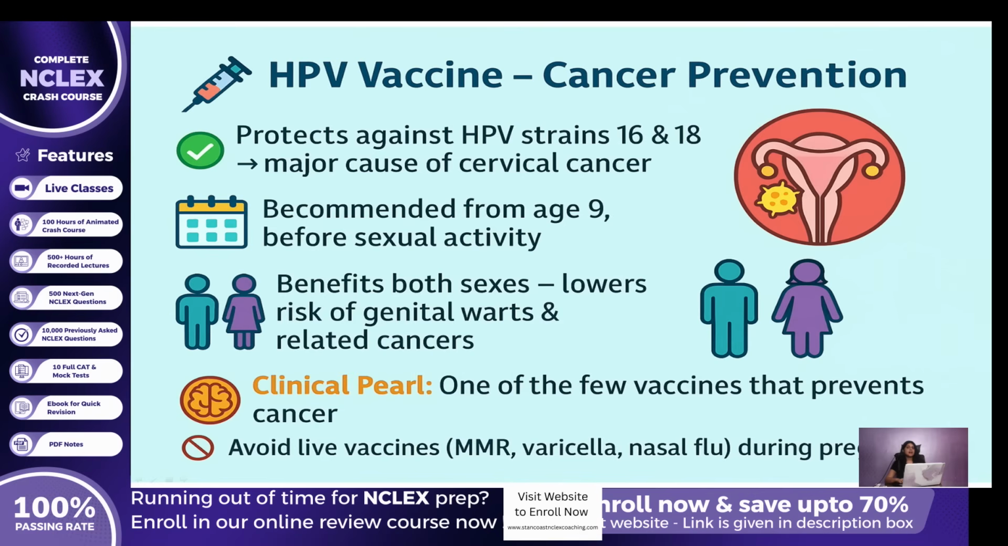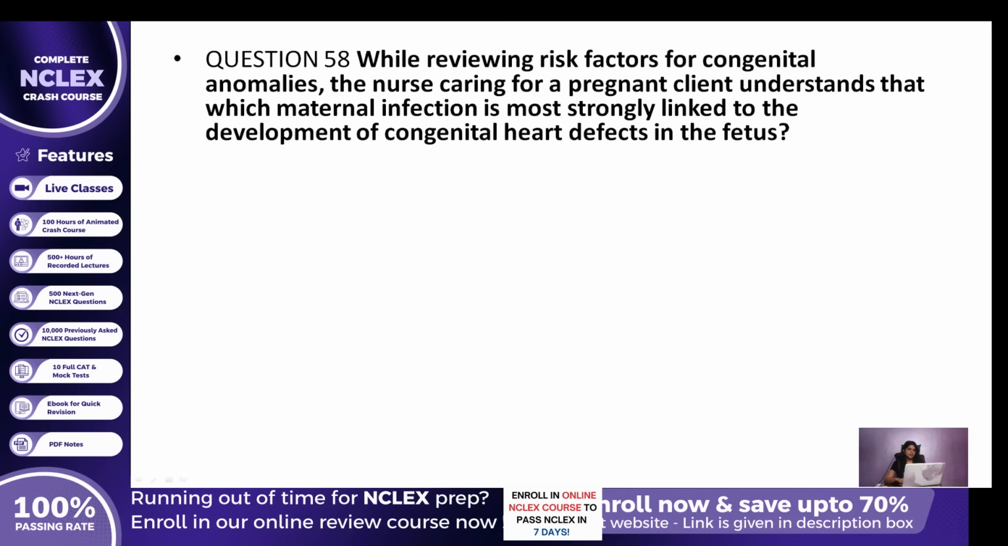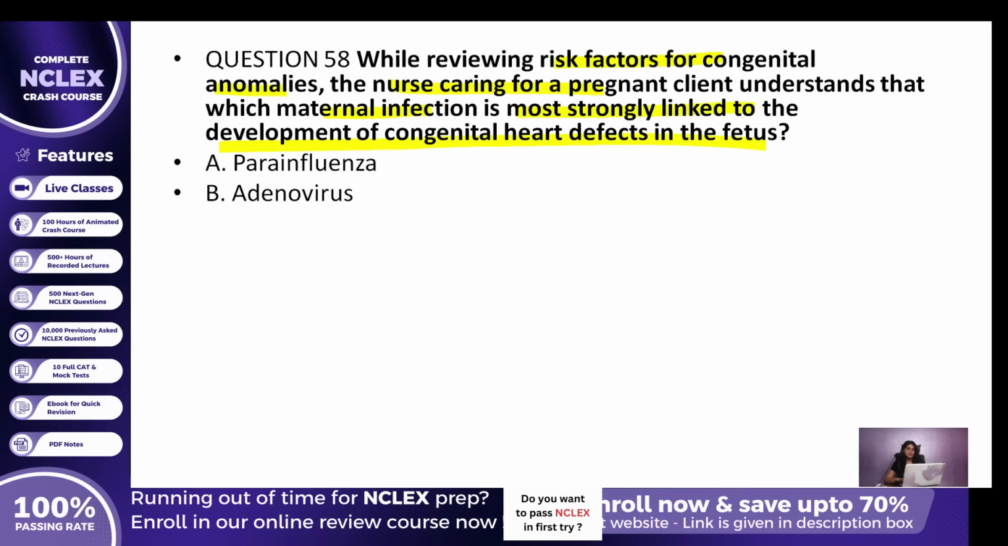Now let us look at a high-yield question involving maternal infections and fetal development. Question 58. While reviewing risk factors for congenital anomalies, the nurse caring for a pregnant client understands that which maternal infection is most strongly linked to the development of congenital heart defects in the fetus? The options are A. Parainfluenza, B. Adenovirus, C. Rubella, D. Measles. The correct answer is option C.